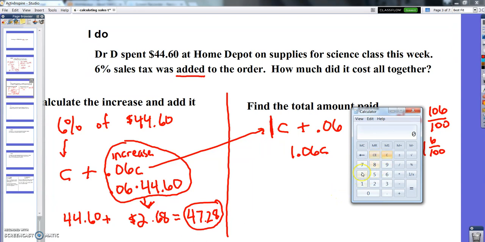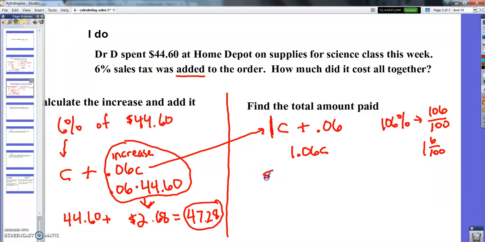So I take my 44.60 and I multiply it by 100% plus 6%, which is 1 6/100ths. And I still get 47.28. This one's really easy to do, but kind of hard to understand because we haven't often had percents over 100, like 106%. But if you can understand how it works, you get to do it in one step instead of two, just like yesterday. Let's try one together and see how it goes.